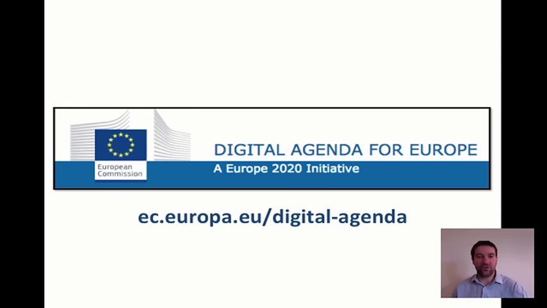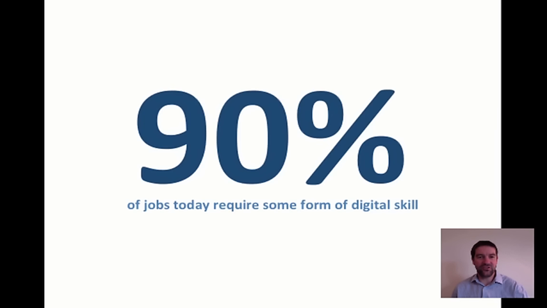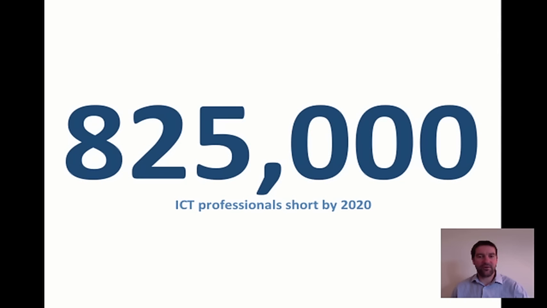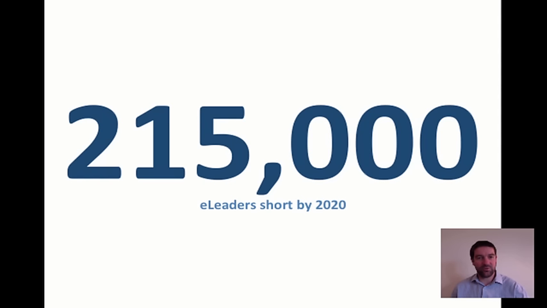The European Union, like many other agencies across the world, has recognised that the digital agenda is incredibly important. Hence the creation of the document, A Digital Agenda for Europe, a 2020 initiative. This document outlines a number of interesting statistics. For example, it suggests that 90% of jobs today in 2015 require some form of digital skills. It also highlights some of the shortages that we might have across Europe by 2020. For example, it's predicted that we might be short of 825,000 ICT professionals. And if that wasn't enough, it also predicts that we might be short of 215,000 e-leaders by 2020.